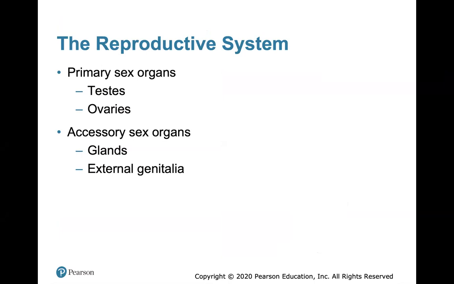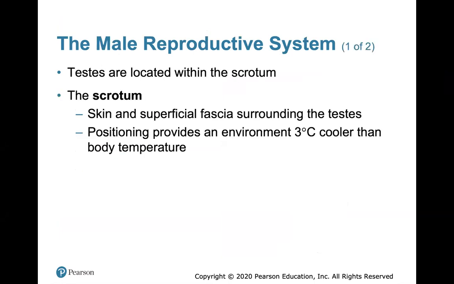Again, in general, you should know very well the anatomical structures of the male and female reproductive system. Those will obviously be possible test questions, especially labeling pictures of male and female reproductive systems. So the primary sex organs in the males and females are the testes and ovaries, and the accessory organs are the glands and all the external genitalia. We'll go over the males first.